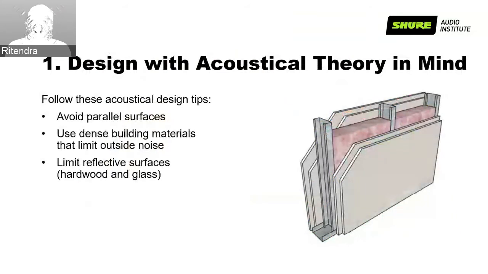You have to follow these acoustical design tips. First, avoid parallel surfaces. Parallel surfaces create standing waves and reflections, which affect the intelligibility of the microphone pickup. Use dense building material that limits outside noise. We have seen many meeting rooms where the end user is having issues hearing the outside noise in the room, so having dense building material can help. Limit reflective surfaces, for example hardwood or glass walls, and hardwood reflective tables and chairs. Limiting those can help improve the acoustics of the room.